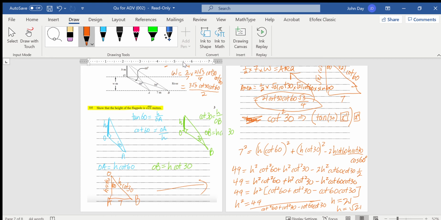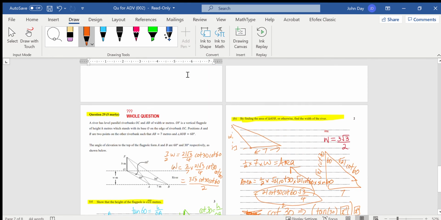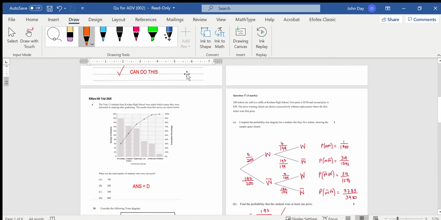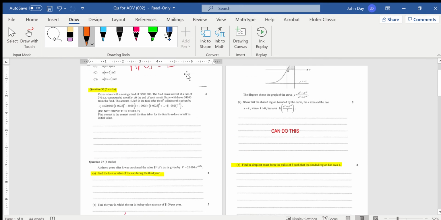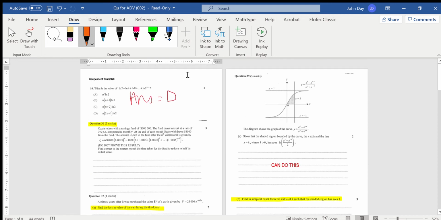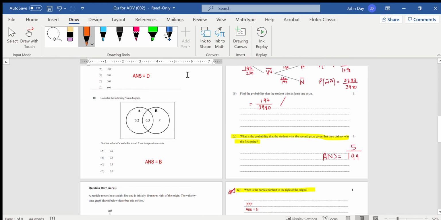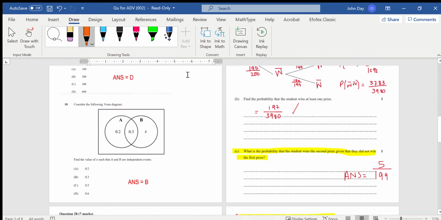What else have we got? Is that it? All right, so that's that question. We did those before. Oh, I haven't answered number 10. Here we go. Let's enlarge that a bit.